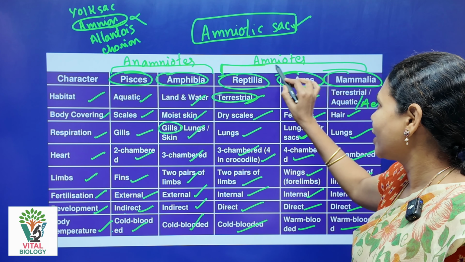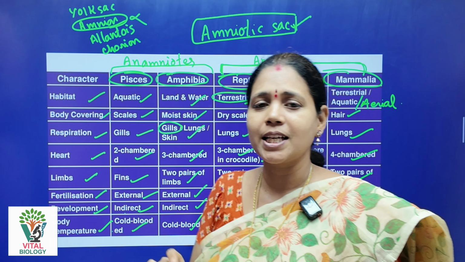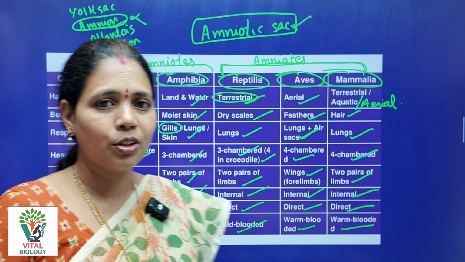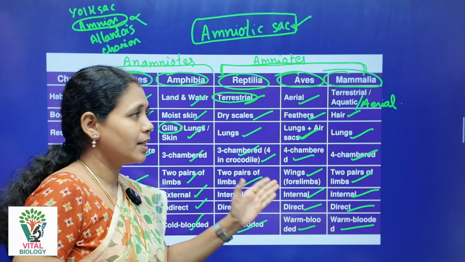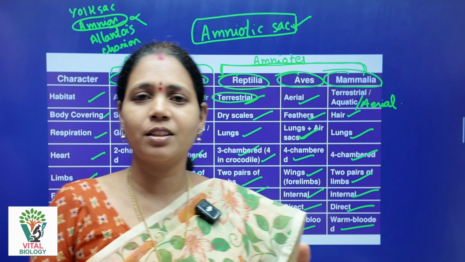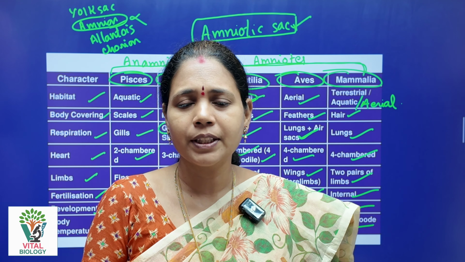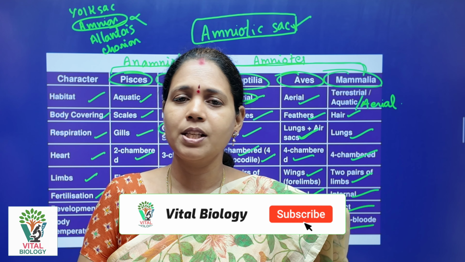So that's why reptiles, Aves and mammals are considered amniotes. These are anamniotes and these are amniotes. So these are mainly a few of the key points, or the important points, of this animal kingdom.